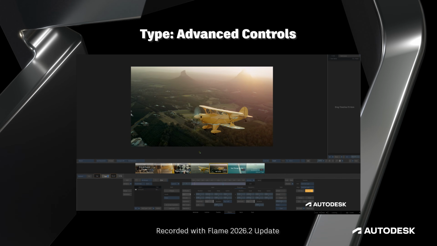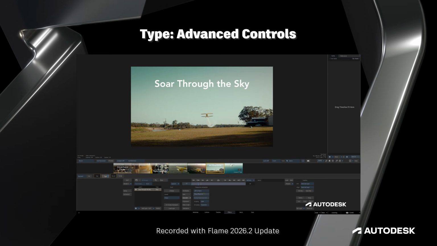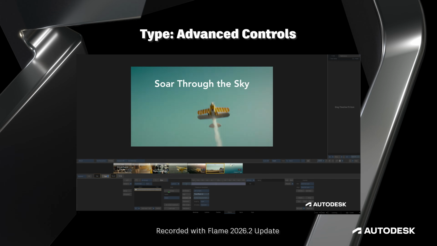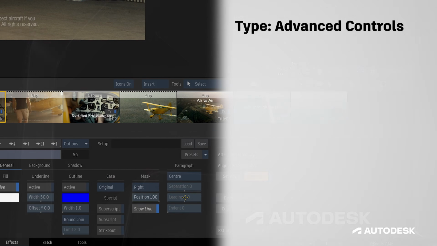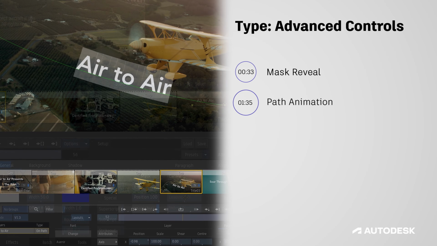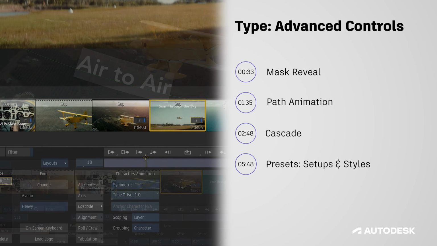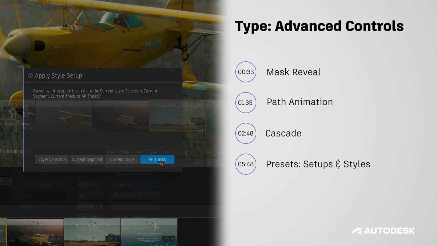In the previous video, we went over the basic type node controls, covering the attributes, axis, alignment, scoping, and reset controls. In this video, we'll cover the type node's advanced controls, specifically designed for creating motion graphics text animations.